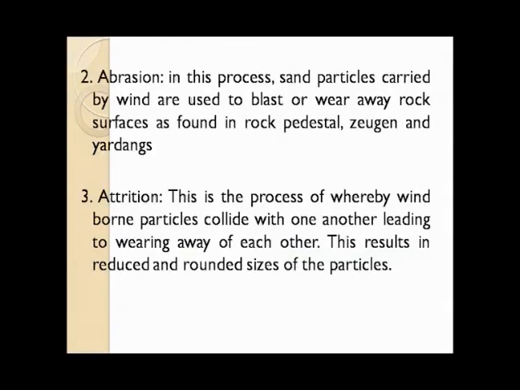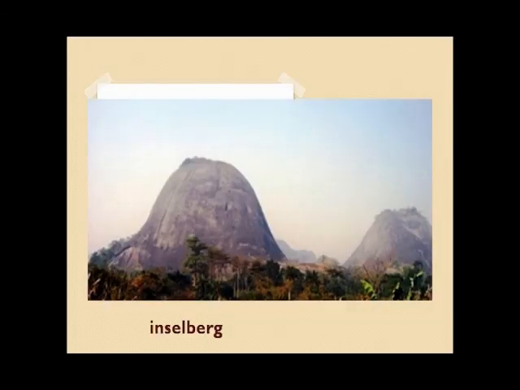Now let's see the third process of wind erosion. We're talking about attrition. Attrition here is a process whereby wind-borne particles collide with one another, thus leading to the wearing away of each other. When this happens, there is a reduction in the roundness and the size of these particles. As a result of this, it gives rise to several different features on the land surface.